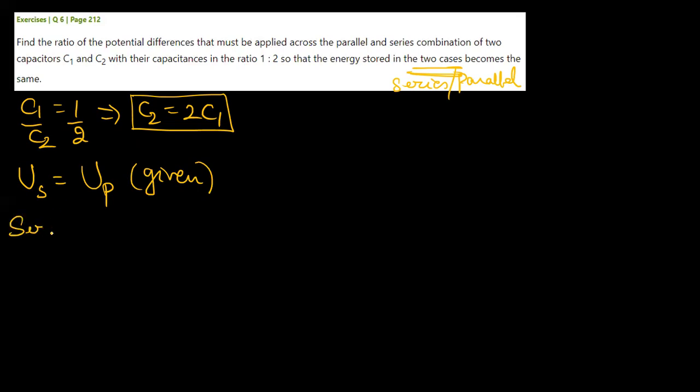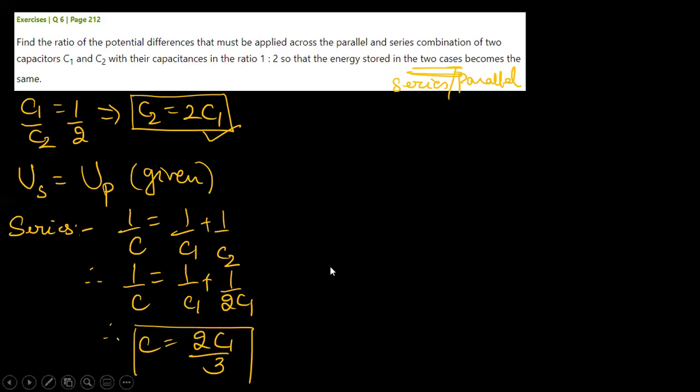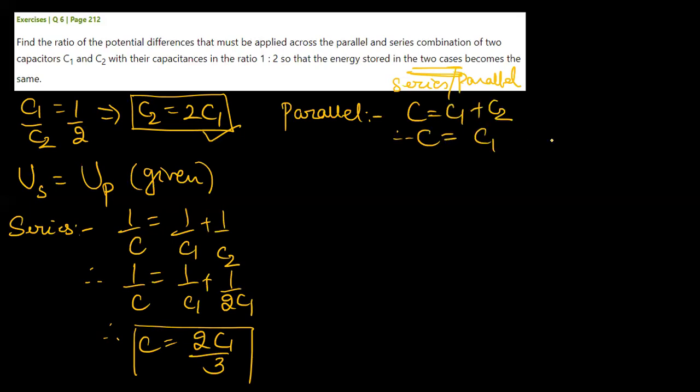In series, I have 1 by C equal to 1 by C1 plus 1 by C2. Putting the value, 1 by C will be equal to 1 by C1 plus 1 upon 2C1. Cross multiplying, you get C equal to 2C1 upon 3. Next, for the parallel combination, C equal to C1 plus C2. So C will be equal to C1 plus 2C1, that will be equal to 3C1.